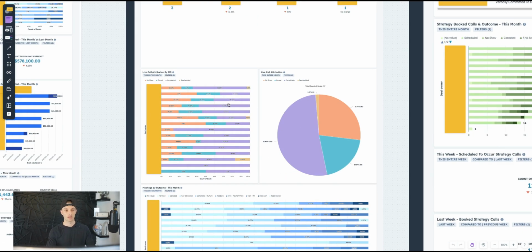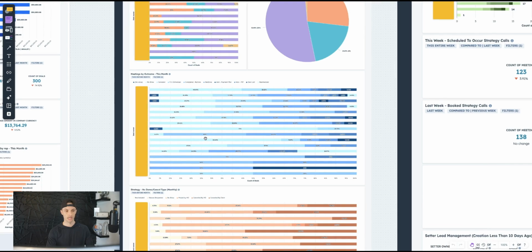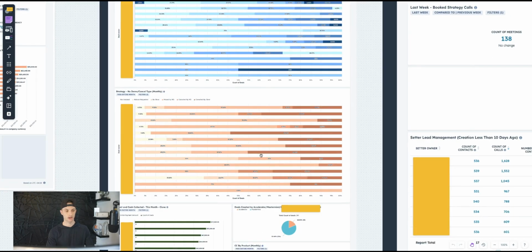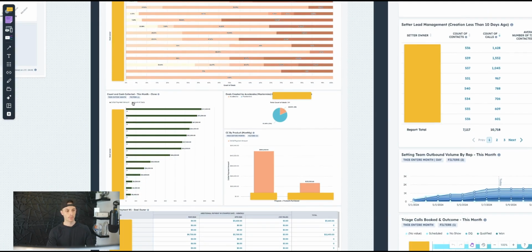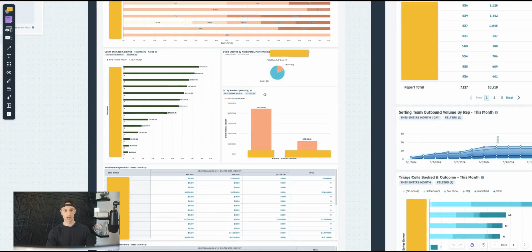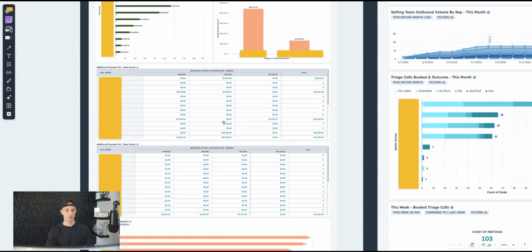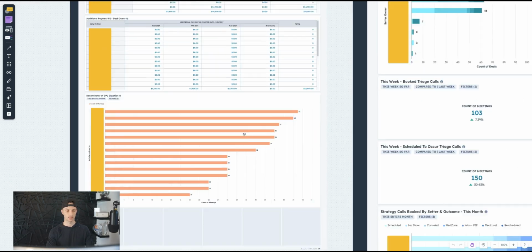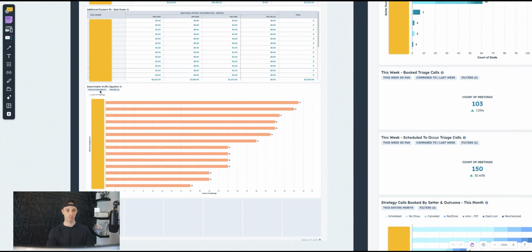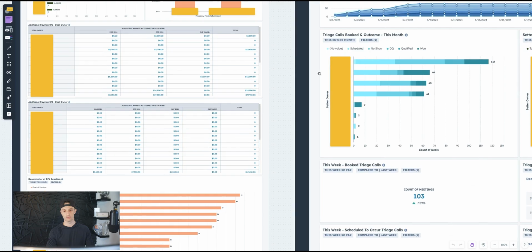Then we have our live call attribution. We have our meetings and outcomes, again, percentage breakdown. Our strategy, no demo cancel type. So what the cancel types are: reasoning, ghosted, rescheduled, we canceled, they canceled, right? Count of cash, this is a clone from the one above. Deals created, CC by product, so cash collected by product, right? And then we have our follow-up, so payment plans, stuff along those lines, and basically our denominator of DPL, right?